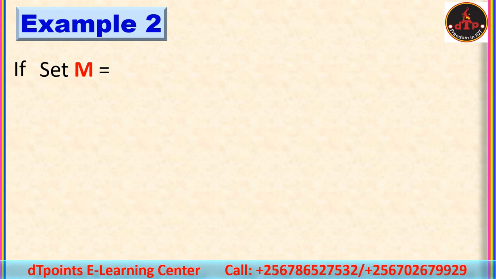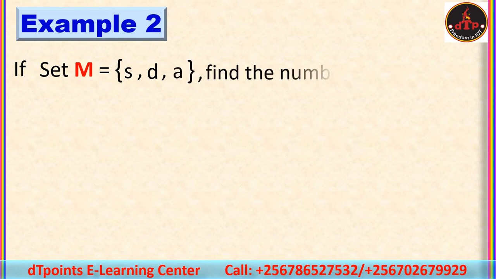Set M is equal to the members S, D, and A. The question says find the number of subsets in M. If set M is equal to these members S, D, A, find the number of subsets in set M. I said that we need to know the number of elements given in that particular set for us to be able to find the number of subsets in that particular set.